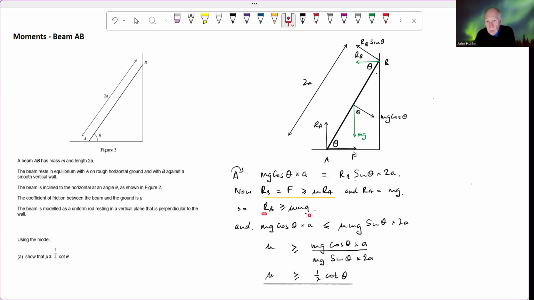And when we substitute that into our equation here, it turns it into an inequality then, doesn't it? So we basically got mg cos theta times a equals mu mg sine theta times 2a. All right, and if we rearrange that to be explicit in mu, we're going to get this. We've got cancellation going on with mg and a, and cosine theta over sine theta equals cotangent of theta. So it's going to give us the result that we require.